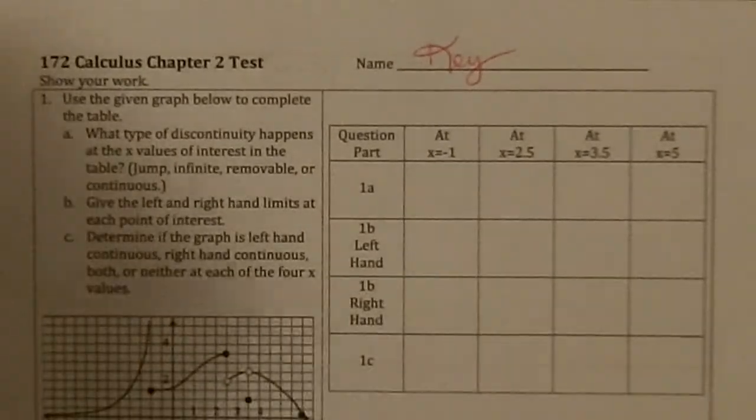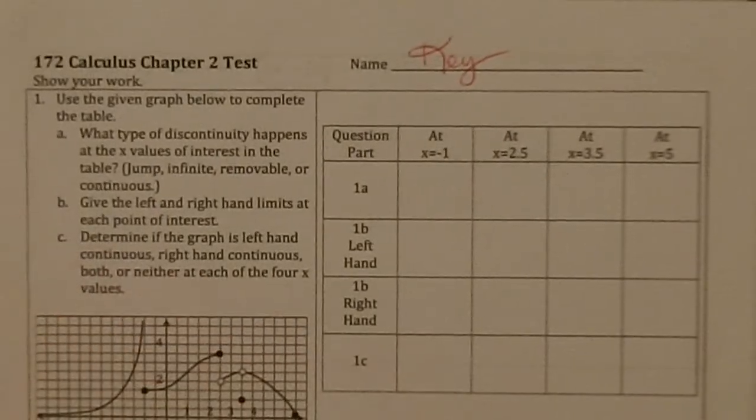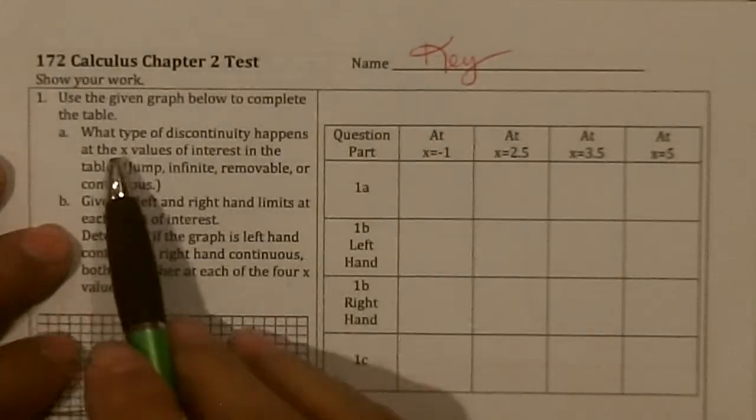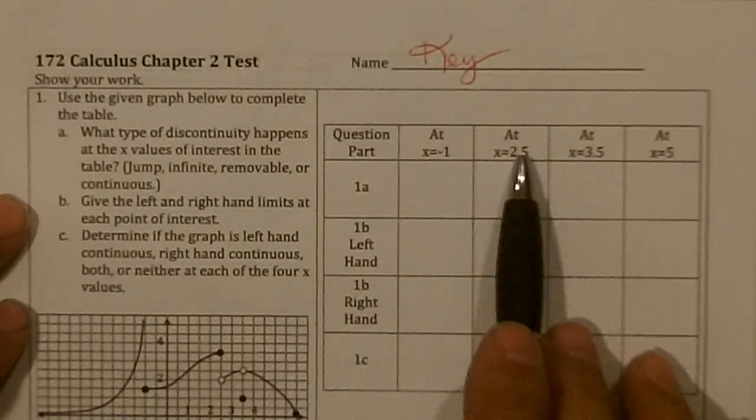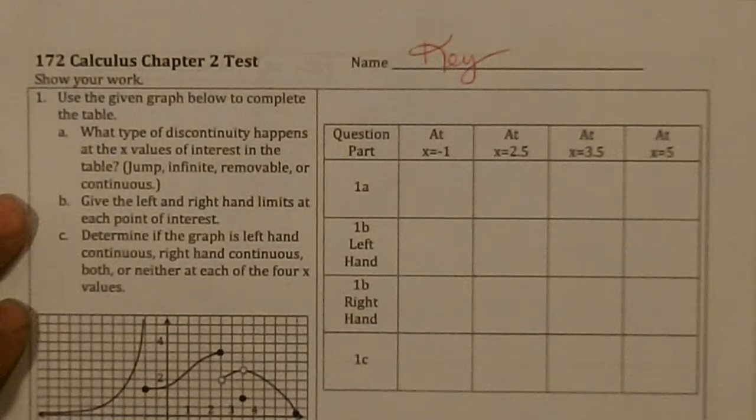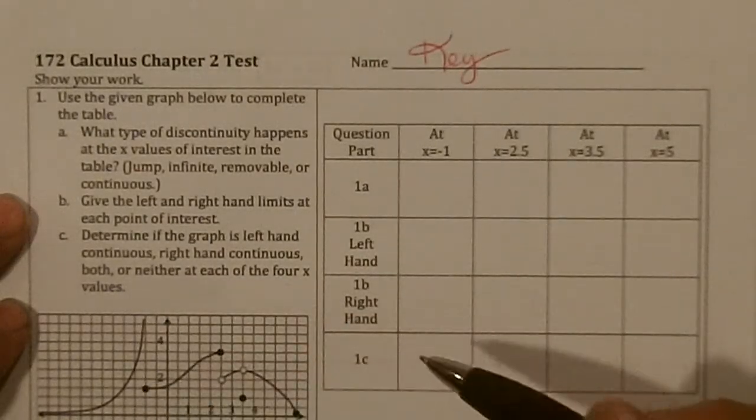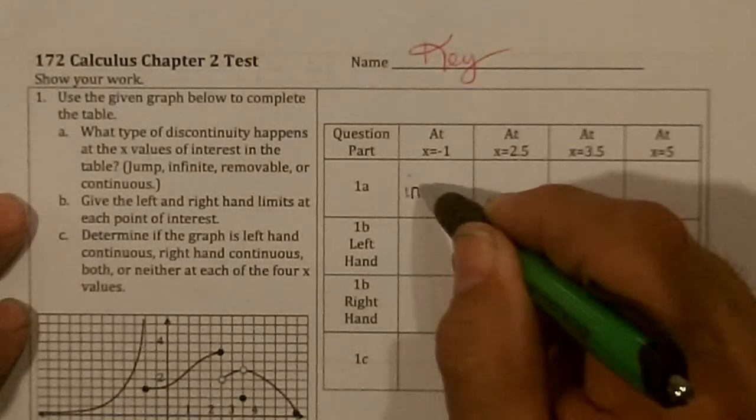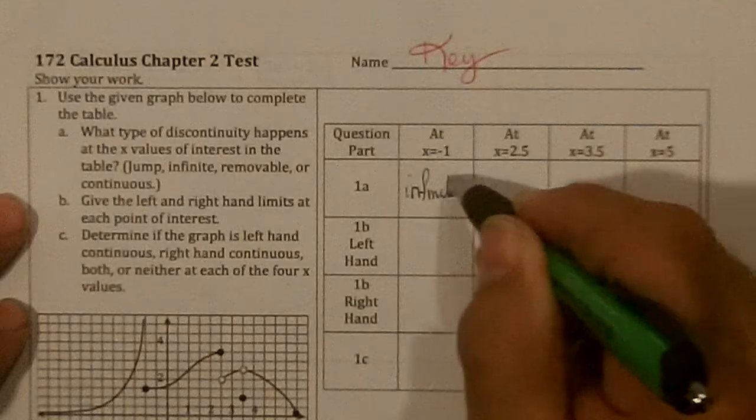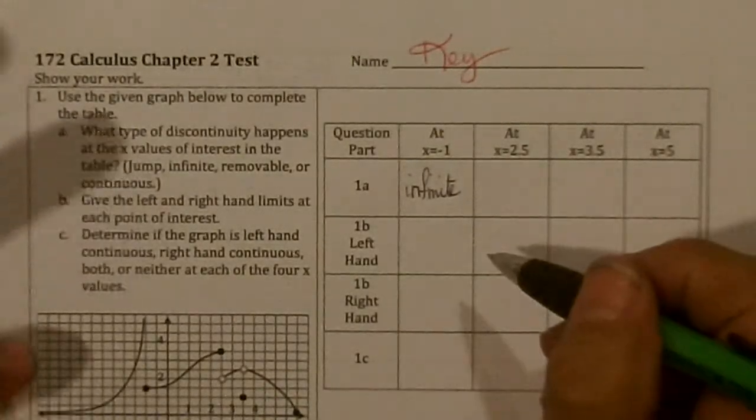All right, let's go over this Chapter 2 test that we just took and talk about how we did here. First of all, what type of discontinuity happens at -1, 2.5, 3.5, and 5? At x equals -1, one side goes off to infinity and the other one stays here, but that's an infinite discontinuity. One or both sides heading off to infinity is an infinite discontinuity.